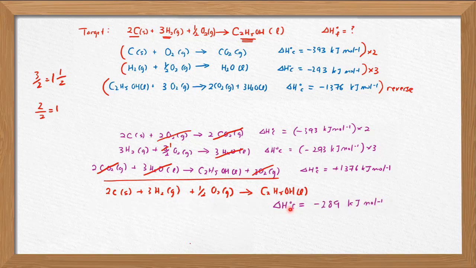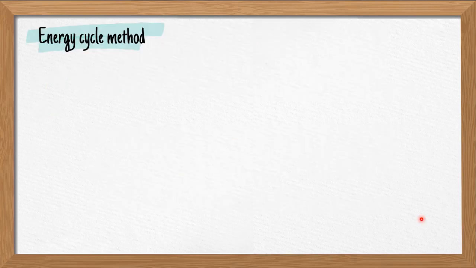Enthalpy of formation, negative 289 kilojoules per mole. Again, this per mole refers to when 1 mole of ethanol is formed, this much energy is released. 289 kilojoules of energy is released. So per mole refers to 1 mole of ethanol.